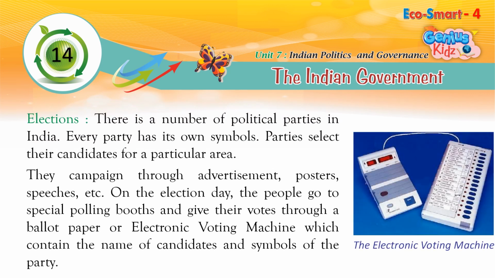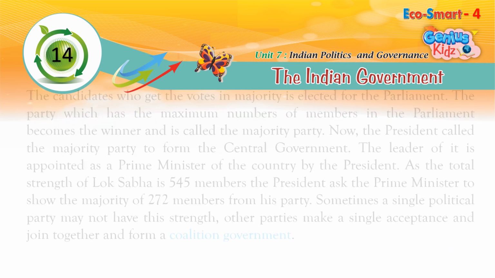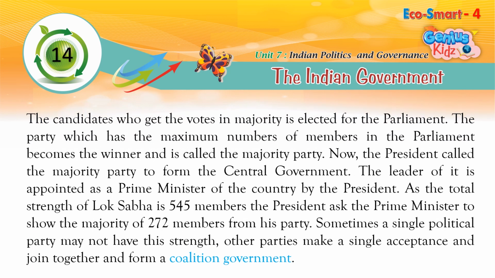Elections. There are a number of political parties in India. Every party has its own symbol. Parties select their candidates for a particular area. They campaign through advertisements, posters, speeches, etc. On the election day, the people go to special polling booths and give their votes through a ballot paper or electronic voting machine which contains the names of candidates and symbols of the party. The candidate who gets the majority of votes is elected for the parliament.